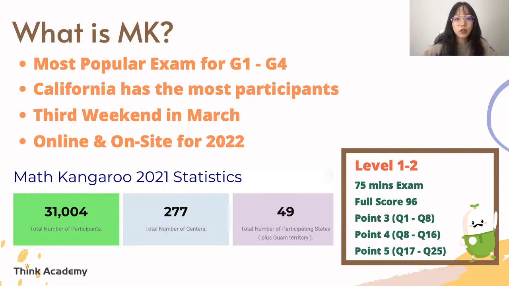Level 1-2 stands for grade 1 and grade 2 students, and this is a 75 minute exam. The full score for level 1-2 is 96. There are 3 different point values: 3-point questions, 4-point questions, and 5-point questions. Normally every 8 questions have different points. Therefore, if you receive the full score, that would be 96.